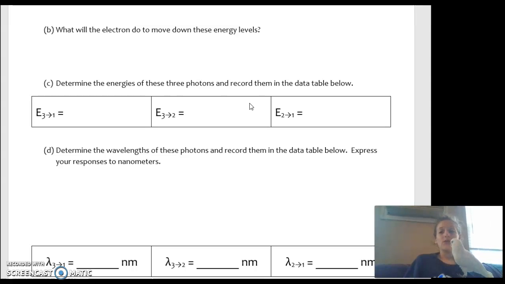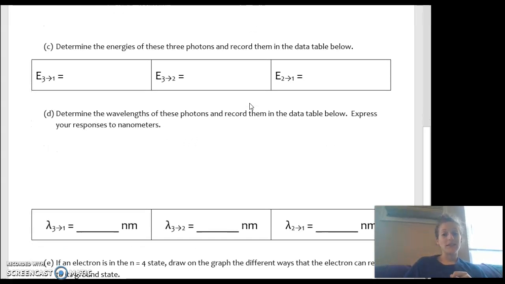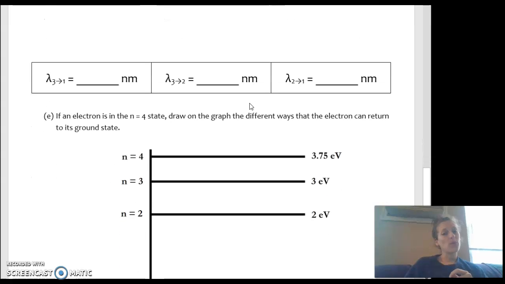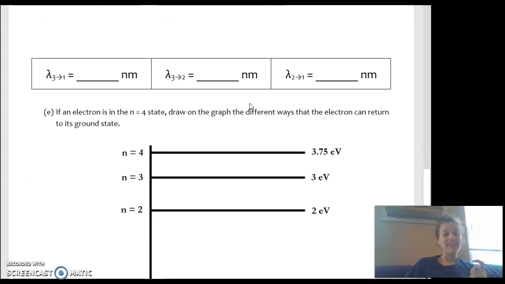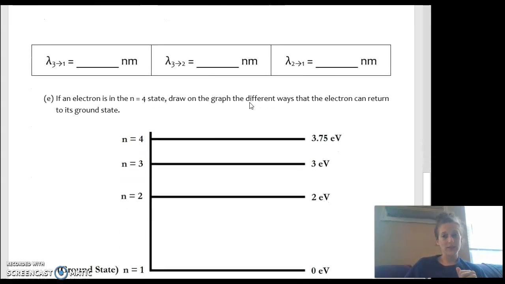Now I would like you to determine the wavelengths of these photons and record them in the Google form I'm providing. Express your answer in nanometers. Remember, 1 nanometer is 1 times 10 to the negative 9th meters. And we always know the speed of light. It is always 3 times 10 to the 8th. So you should have no problem finding the wavelengths of each of those waves.